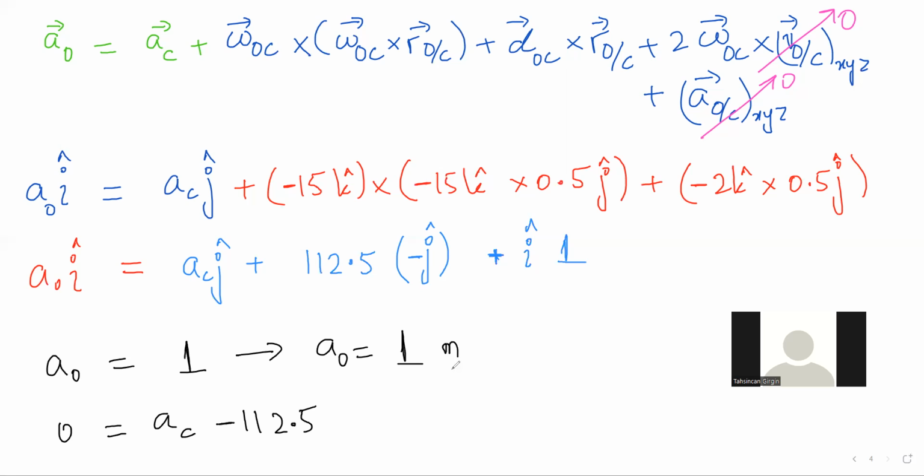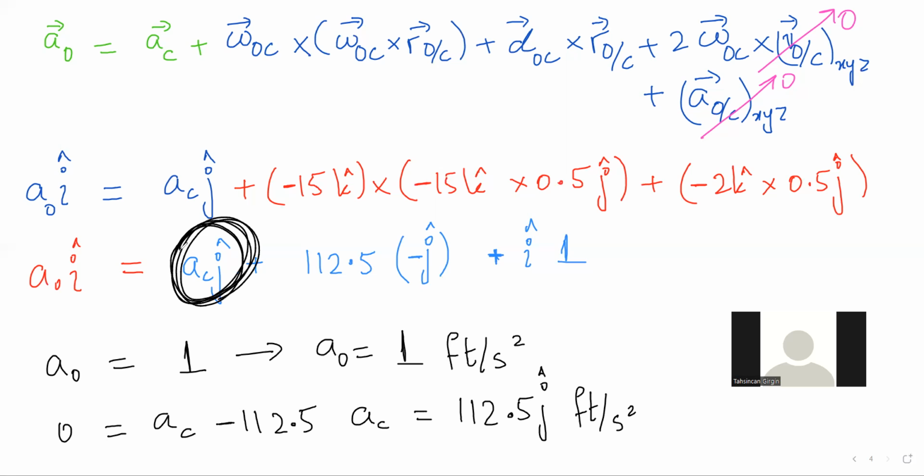I think this problem is in feet. And this gives me AC equal to 112.5 J feet per second square. Now, here comes the important question. What is the direction of AC that I assumed? Upward, right? Boom. What is the direction of A naught I assumed? Towards right. Boom.